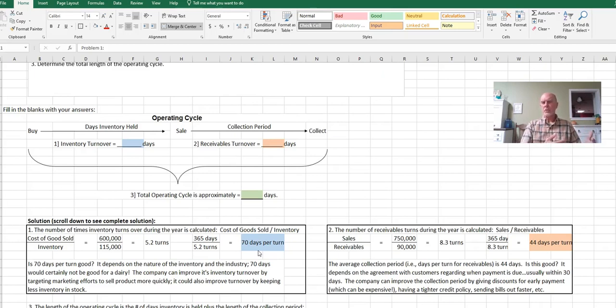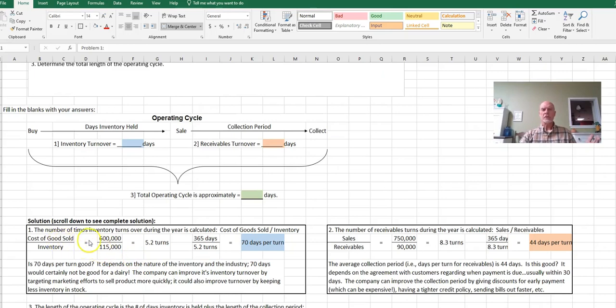Is it a durable good, or is it something that will spoil quickly? And also, what is your target? How quickly do you want to turn it? We could address the turnover. We could quicken the turnover a couple of different ways.